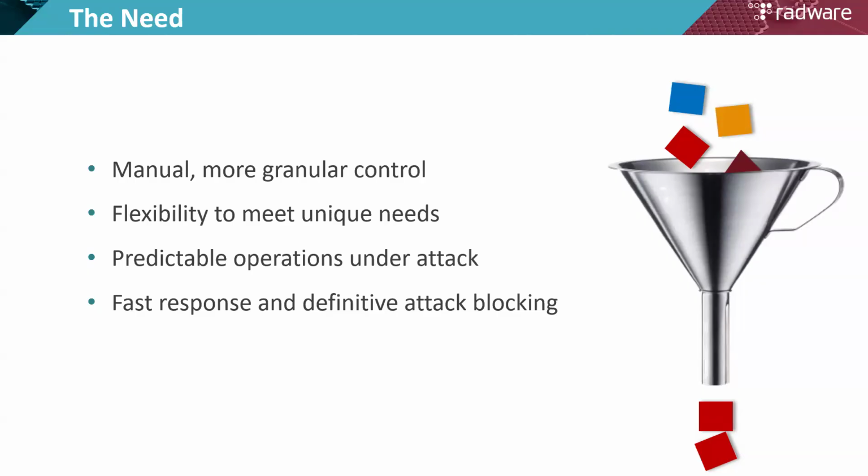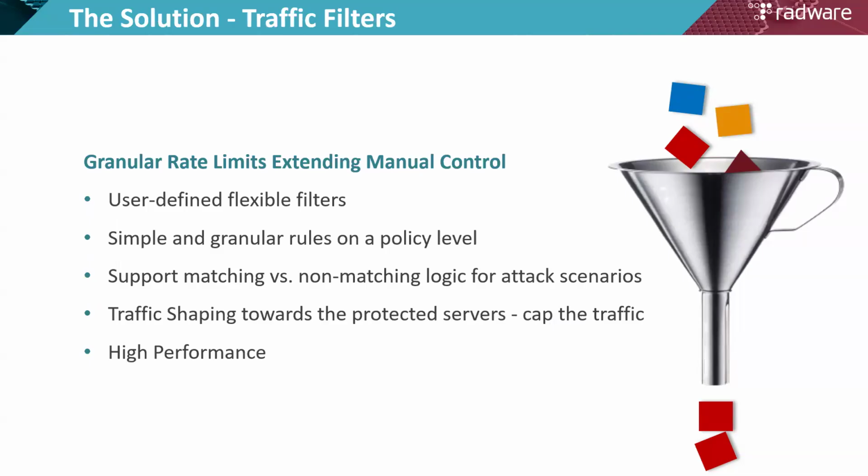Here we can define more granularity. We can define which traffic we want to inspect and what action needs to be taken based on the traffic that we are receiving. All those things can be done with the help of traffic filters. It gives you more granular control, flexibility to meet unique needs, and it is faster. The response is much faster, and we can certainly block attacks using traffic filters as well. The solution gives you granularity, which is the primary advantage of traffic filters.